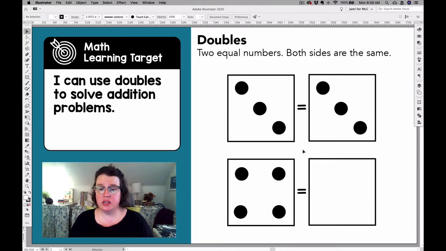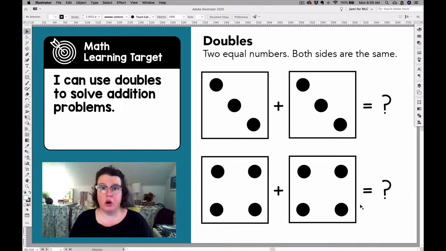Let's take a look at this problem right down here. I have a box with some dots in it, I have an equals sign, and I have another box. I want you to pause the video and draw a picture of this box with the dots in it, and then fill in the dots in this box so that you have a double. And I'll see you in a minute.